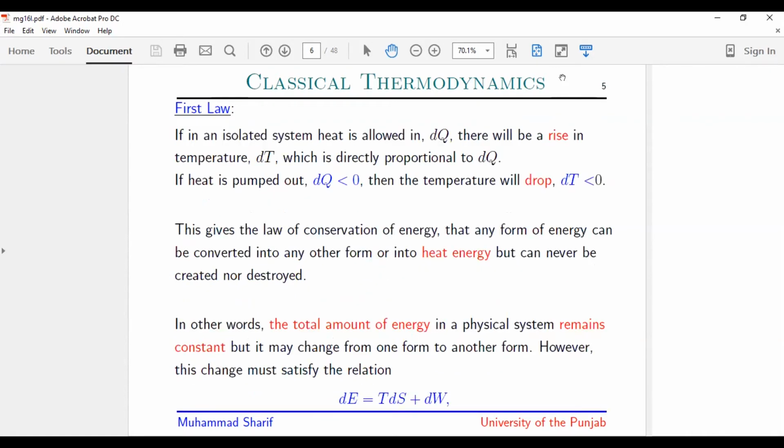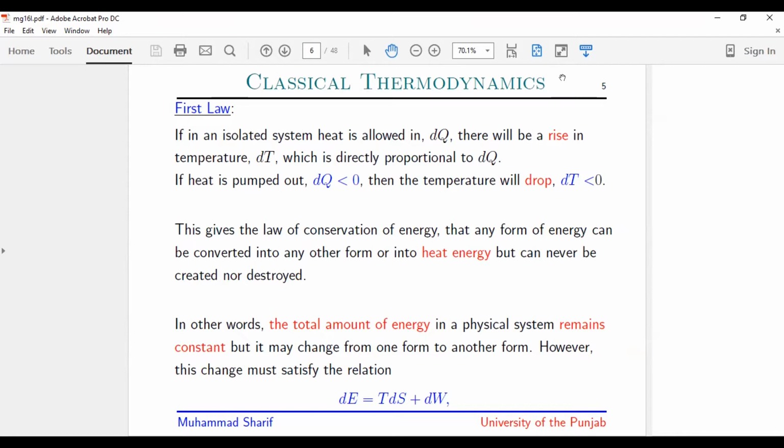First law: if in an isolated system heat is allowed in, there will be a rise in temperature, which is directly proportional to the heat. So if heat is pumped out, this means heat dq is less than 0, then the temperature will drop, that is dT is less than 0. This gives the law of conservation of energy, that any form of energy can be converted into any other form or into heat energy, but can never be created or destroyed.